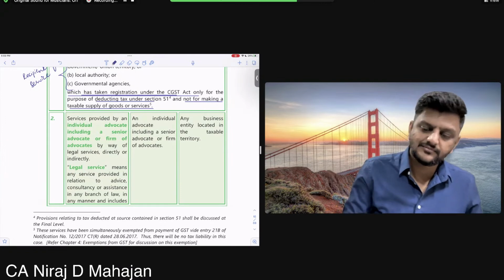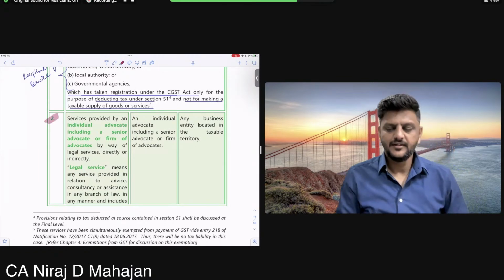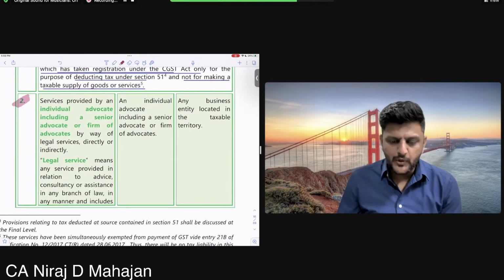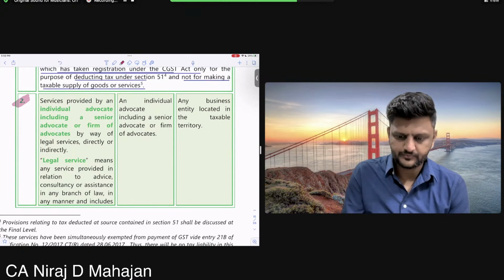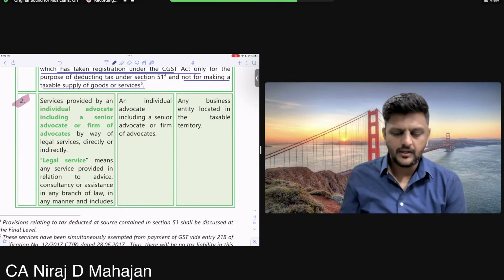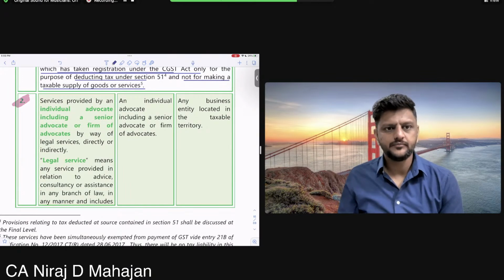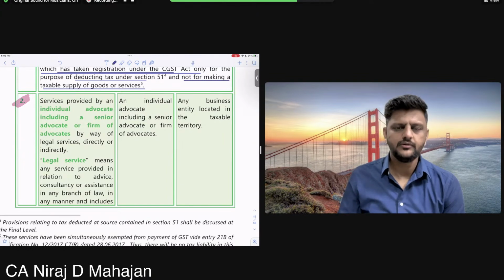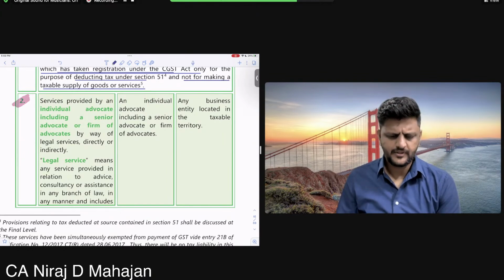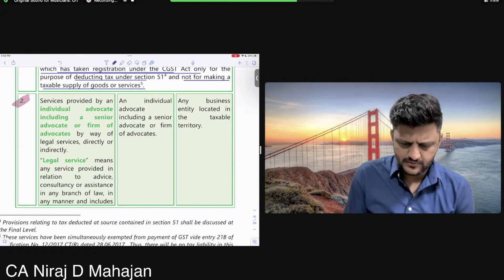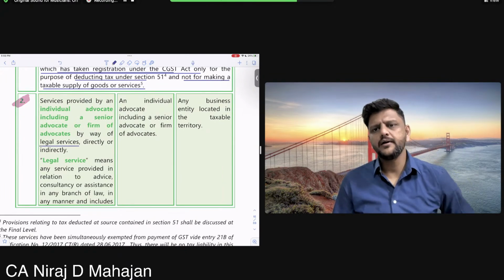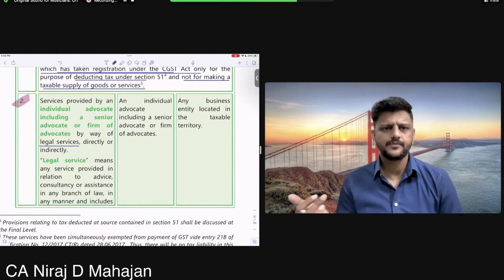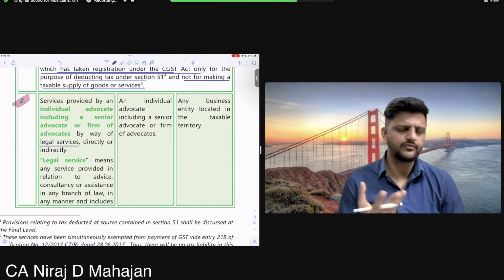Interesting. Ready? Bachcho, please pay attention. Services by an individual advocate, including a senior advocate or a firm of advocates. Wow. Individual, including a senior as well as a firm, by way of legal services. So the supplier is an individual advocate, senior advocate, or firm of advocates, lawyers. Obviously, they are going to give legal services only.